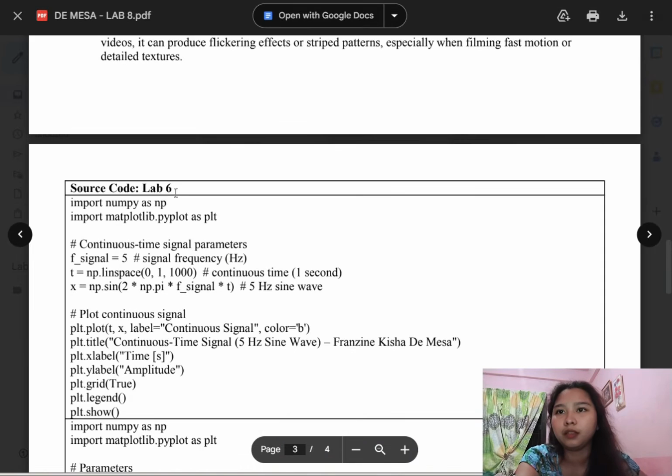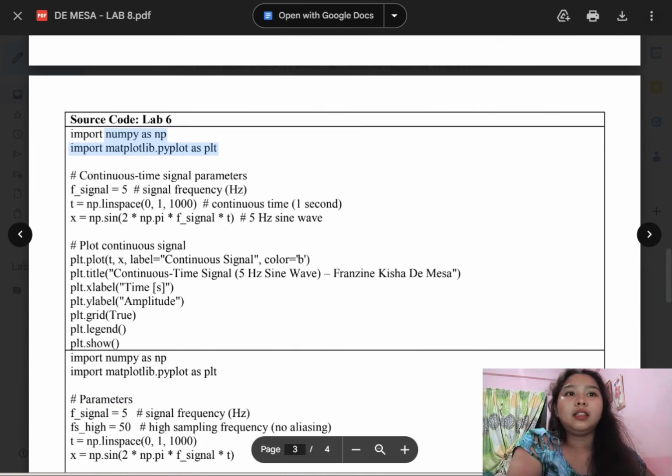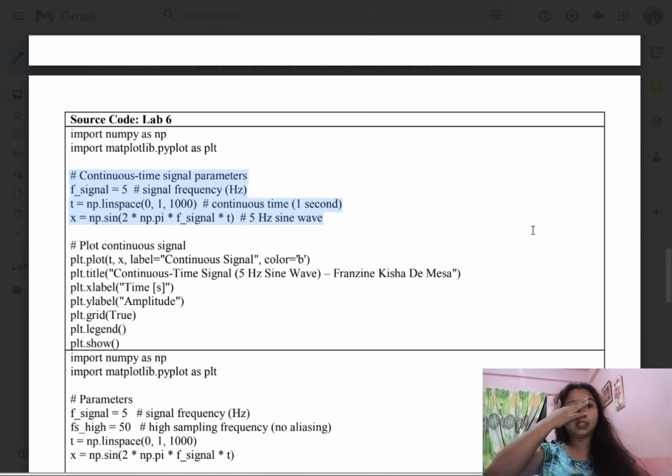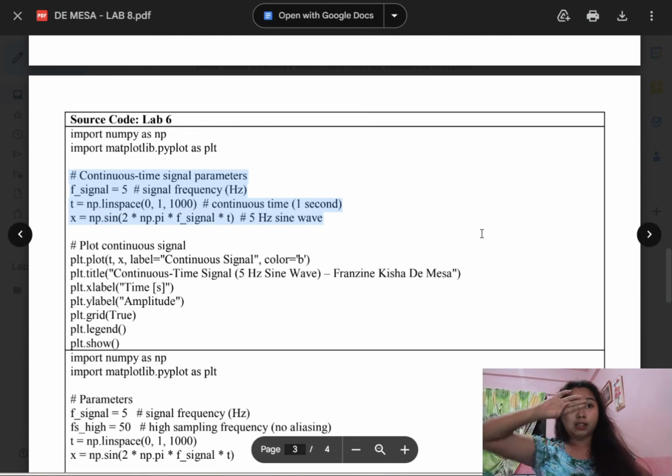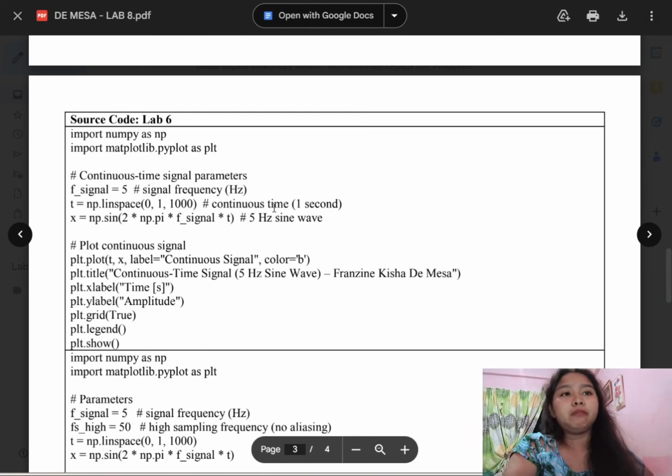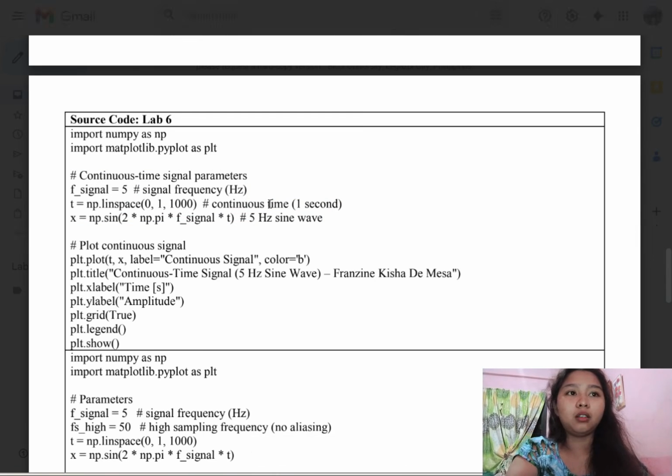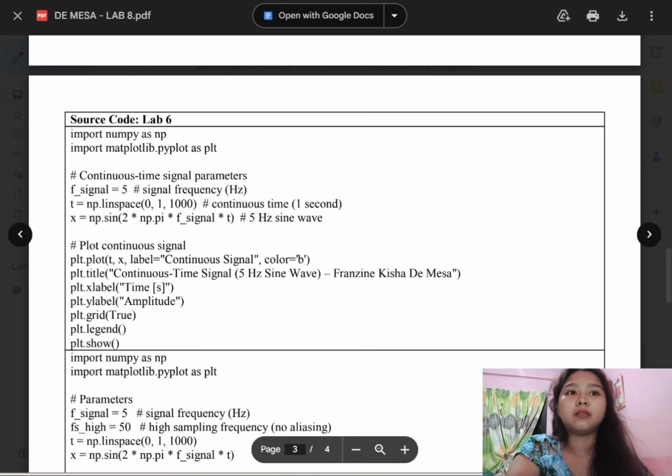Right here, in the first part, this should be lab 8. Again, we import the libraries, NumPy and Matplotlib. Then we define the continuous time signal parameters, a sine wave with a frequency of 5 hertz, which means it completes 5 cycles per second. So here, f signal equals 5 hertz.